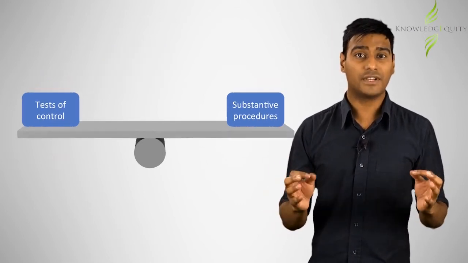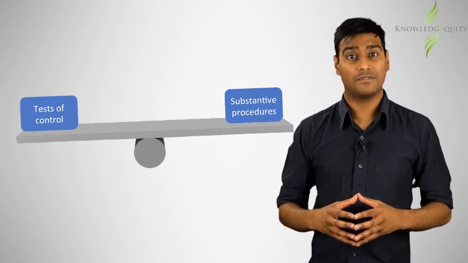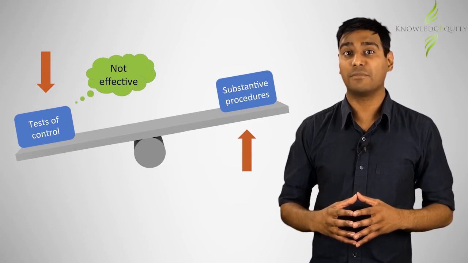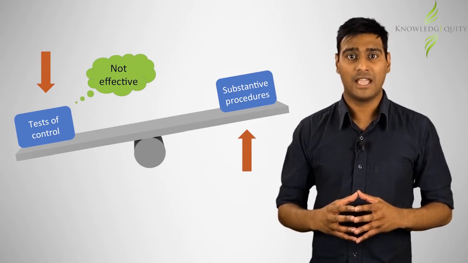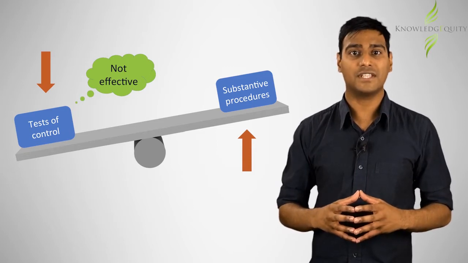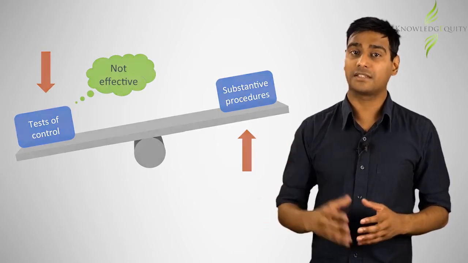However, the converse is also true. That is, if the controls are not effective, there is a greater risk that the financial statements may contain material misstatements, and since the controls cannot be relied on, the amount of substantive tests to be done would be increased.